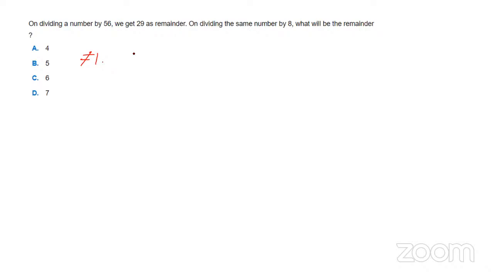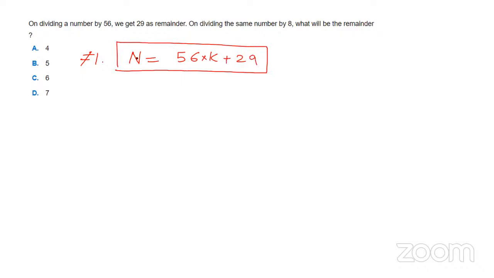So can I say that the number n is equal to 56 into a constant k plus 29? This is how you can represent a number. I'll give you a simple example. Let's say 36, when you divide by 7, I know the quotient is 5, 5 sevens are 35, and the remainder is 1. So the number 36 you can represent as 7 into 5 plus 1.